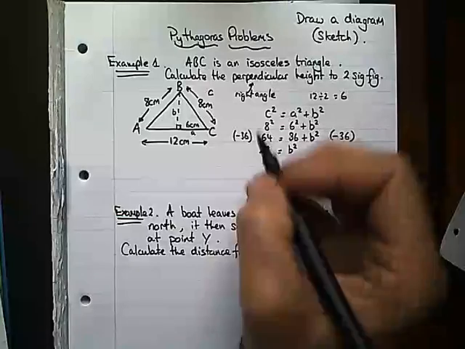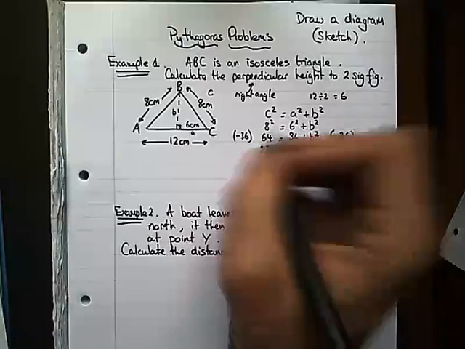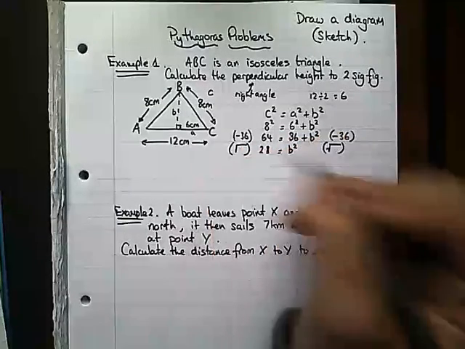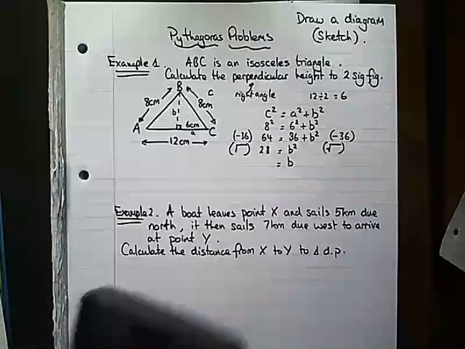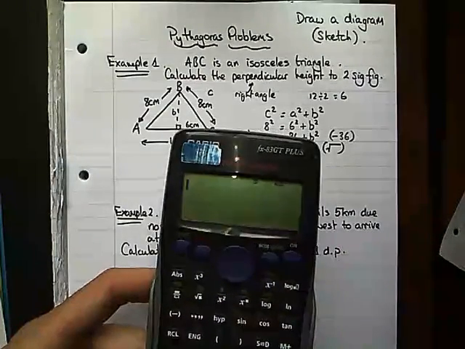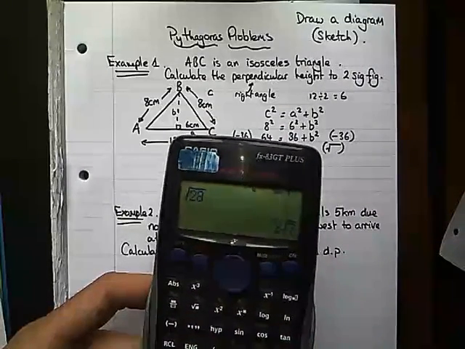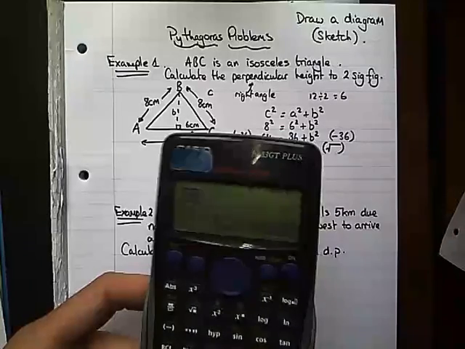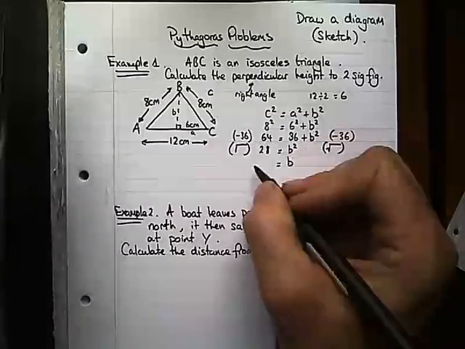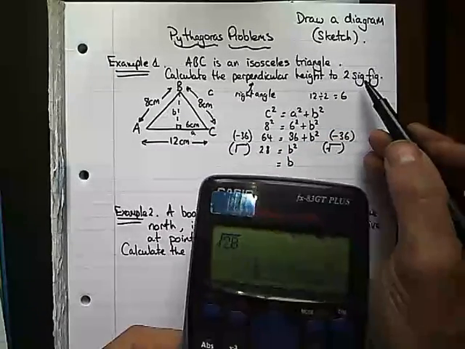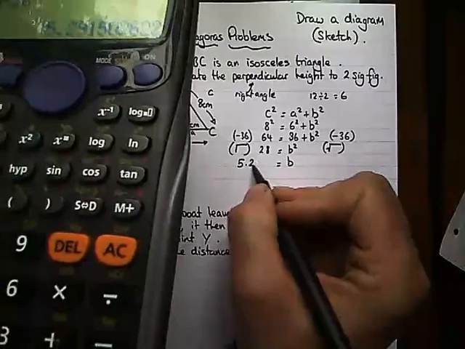Now 28 is not a square number, so I'm going to have to use my calculator, because what I need to do next is square root both sides. So using your calculator, I've got the square root of 28 equals 2 root 7. Press the SD button, and that turns it to 5.2915. And they've asked for it to be two significant figures. So let's just write the first few down, 5.2915.